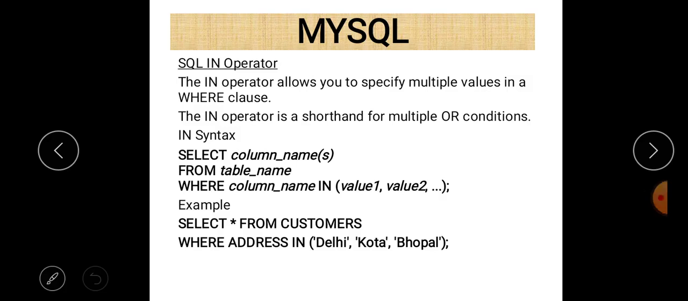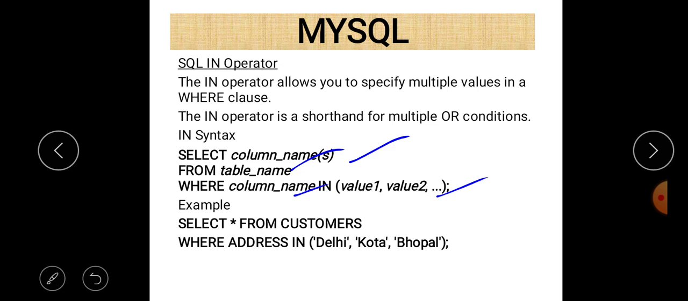Now the IN operator. The IN operator allows you to specify multiple values in a where clause. So if you want to specify multiple values in a where clause, then you can use the IN operator. The syntax is select column names from table name where column name IN value 1, comma, value 2, comma, value 3, and so on.